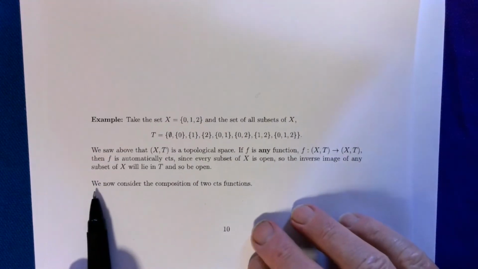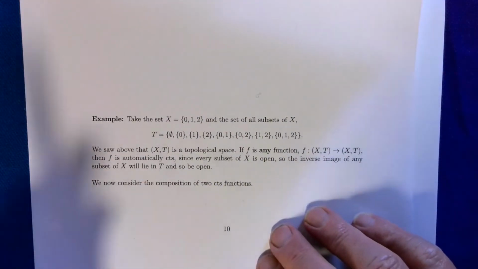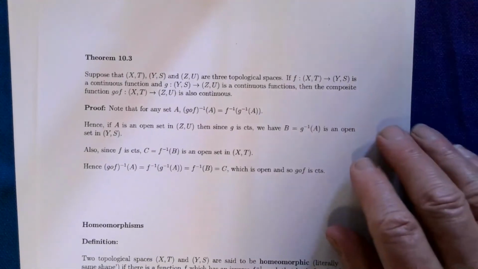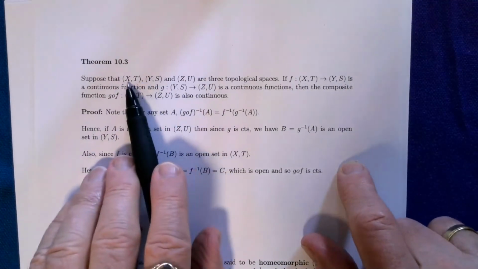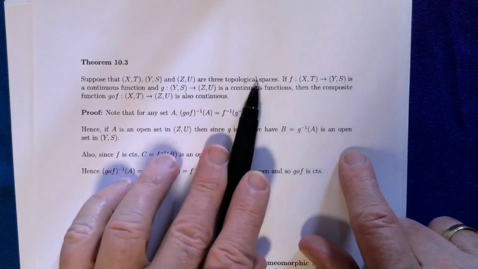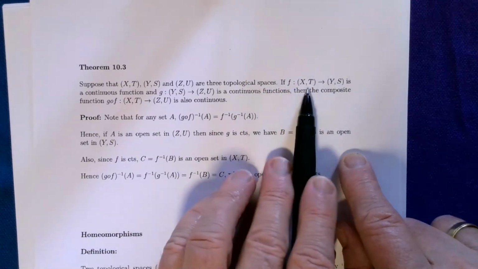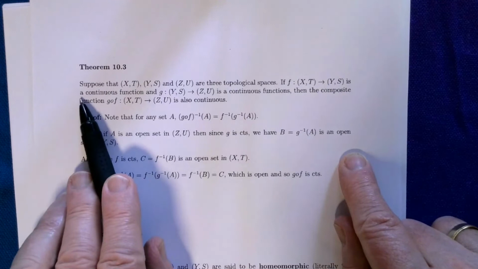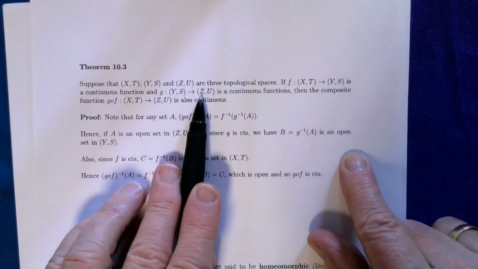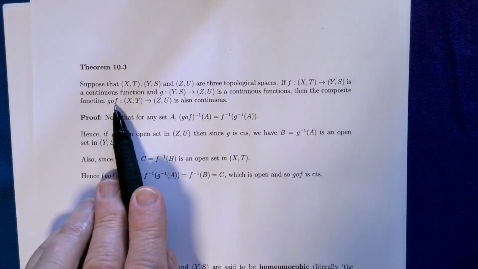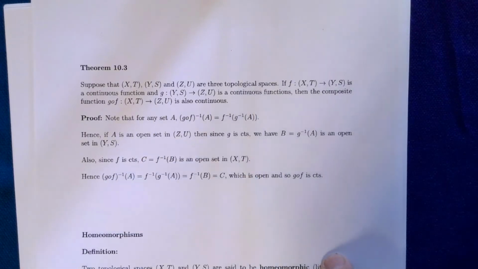Well, next we're going to consider what happens when we take the composition of two continuous functions. Can we combine two continuous functions together? And the answer is yes. So here's our theorem, our third and final theorem in fact. We take (X,T), (Y,S) and (Z,U) to be three topological spaces. We have f maps (X,T) into (Y,S), and we say that's a continuous function, and g maps (Y,S) into (Z,U) as a continuous function. Then the composite function g circle f mapping (X,T) into (Z,U) is also continuous.